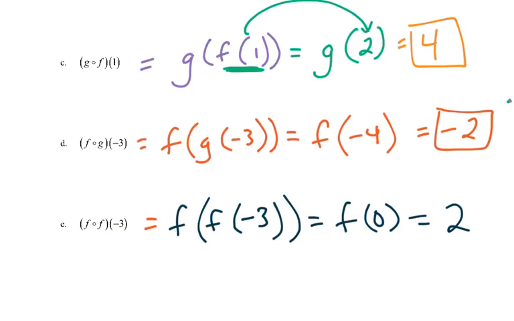All right, 8 seconds left, so I'm going to go over the last one, just the answer. I'm doing f of negative 3, and you get your answer as 2.